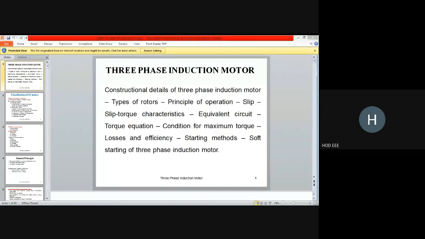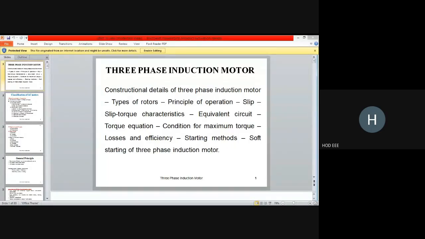In the second half of module 2, we are going to discuss the three-phase induction motor: constructional details, types of rotor, principle of operation, slip-torque characteristics, and its equivalent circuit. Similar to the transformer, which has an equivalent circuit, the induction motor also has an equivalent circuit. Then the torque equation, condition for maximum torque, losses, efficiency, starting methods, and soft starting of the three-phase induction motor. These are the topics we are going to discuss.